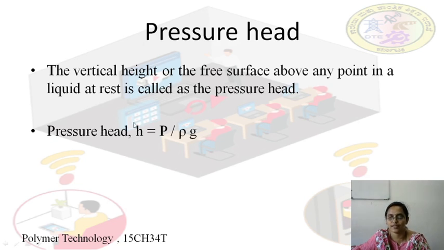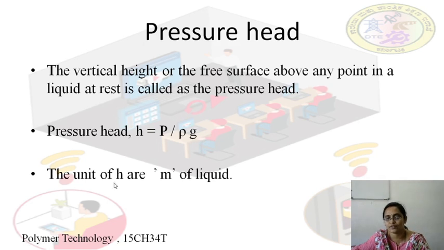Pressure head is denoted by H equals P by rho g. Here H is the pressure head, which is expressed in meters, P is the pressure exerted, rho is the density of the fluid, and g is the acceleration due to gravity. So the pressure head of any liquid column is pressure divided by density times g. The unit of H is meters of liquid.